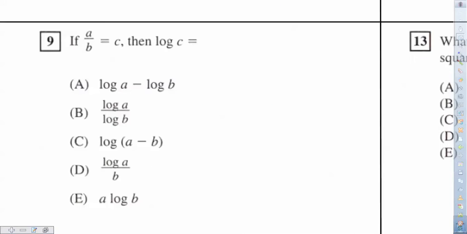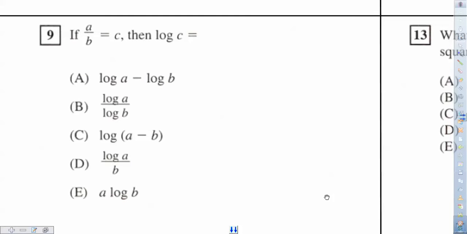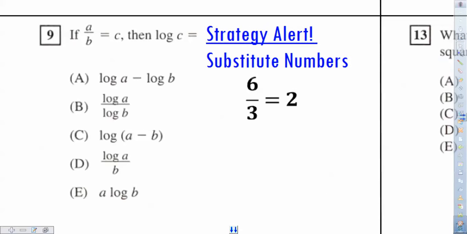Next. Yeah, not much we can do here, ladies and gentlemen, at least not at this point. But we could use a substituting numbers move here. If a divided by b is c, then why don't we just make a statement like 6 divided by 3 is 2. Now notice that a was 6, b was 3, and c was 2. Now they're asking us what the log of c is. In other words, what we can type into our calculator now is let's figure out what the log of 2 is.